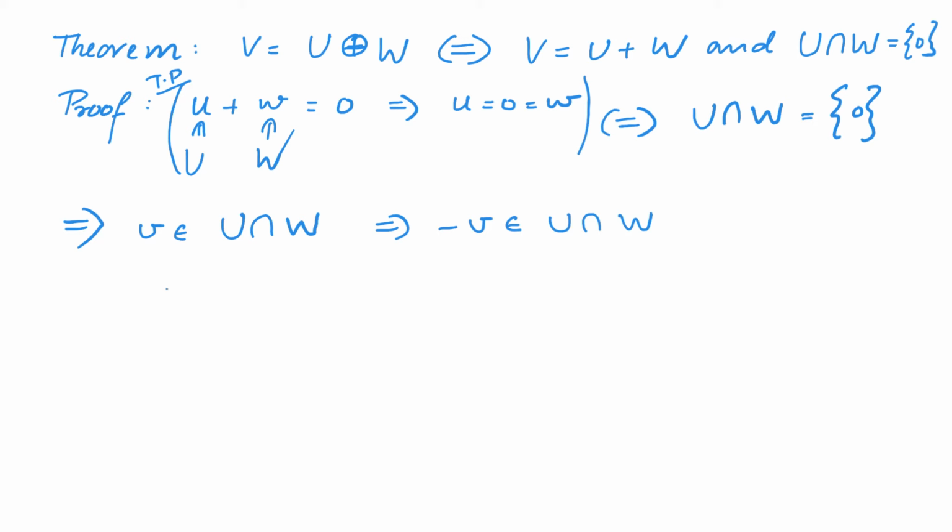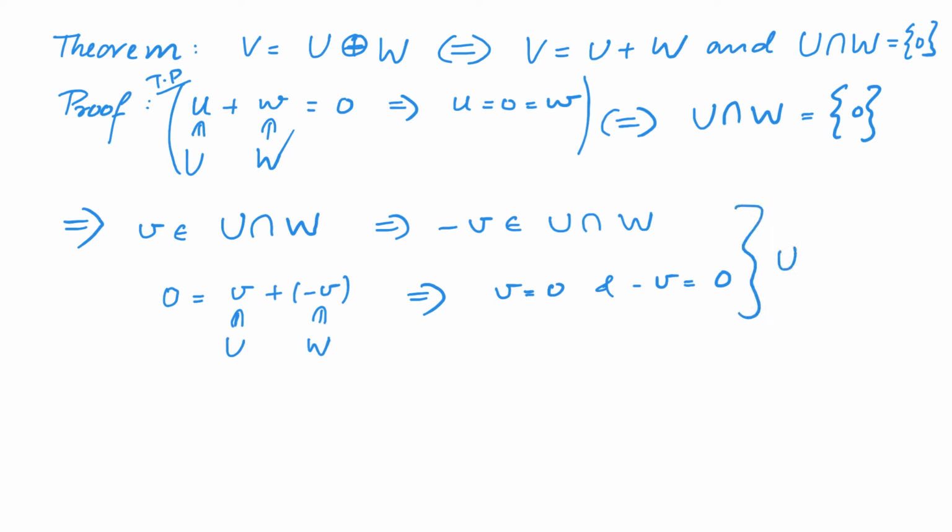Now, as soon as we have this, we can write 0 is equal to v plus minus v, where v belongs to U and minus v belongs to W. But this implies that v is 0 and minus v is also equal to 0. As the v that we took was an arbitrary element of U intersection W, this whole analysis proves that U intersection W is the singleton set 0. And this completes the proof of this side of the equivalence.